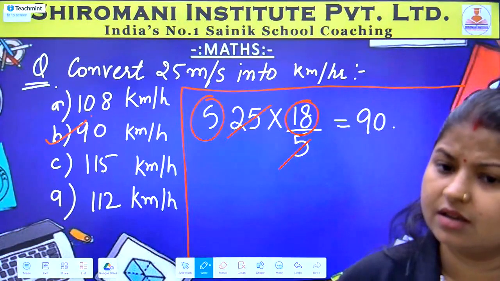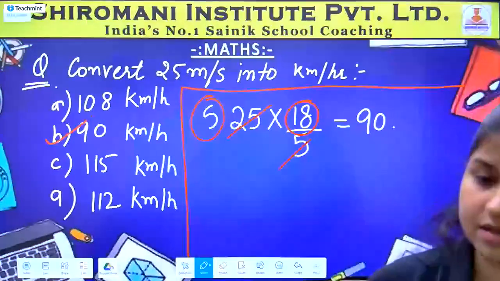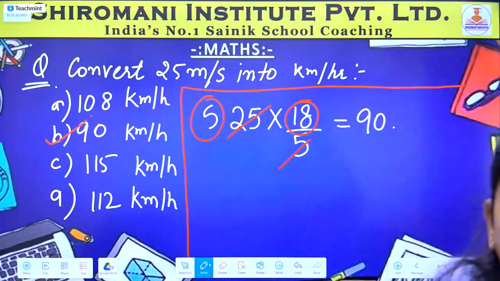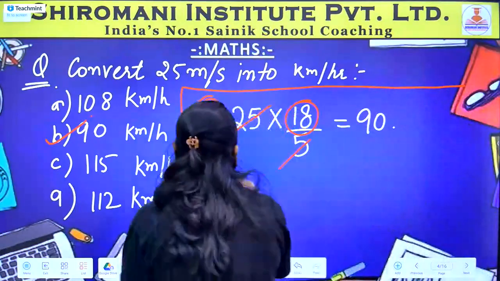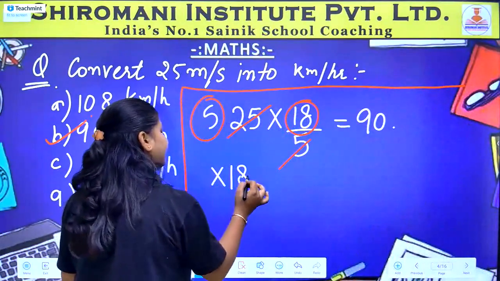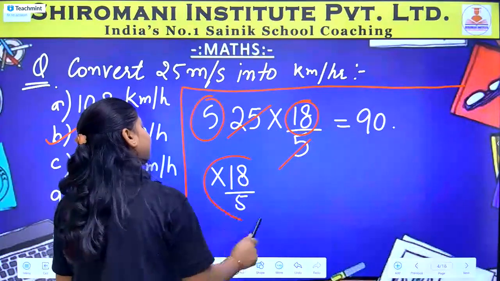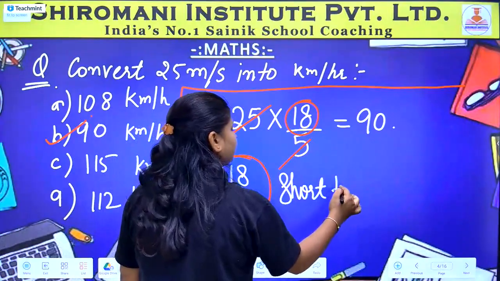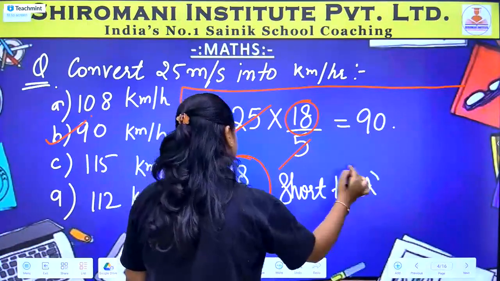Ma'am, why only 18 by 5 will come, ma'am? That's the short trick, beta. This 18 multiplied by 18 by 5. Just remember that this is the short trick for it. Okay. Just keep in your mind that this is the short trick for it.